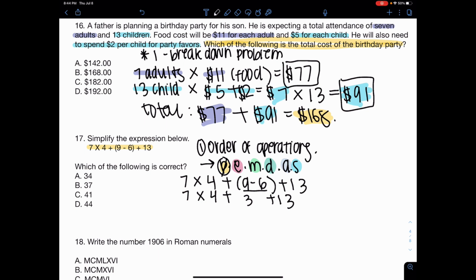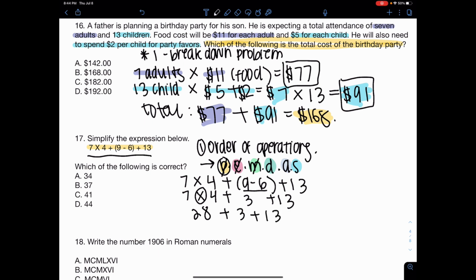We're going to go ahead and go to exponents. There are no exponents in here, so we're going to go ahead and cross that out. Now we do have multiplication, so let's go ahead and take care of that multiplication. 7 times 4 is 28. So rewrite 28 plus 3 plus 13.